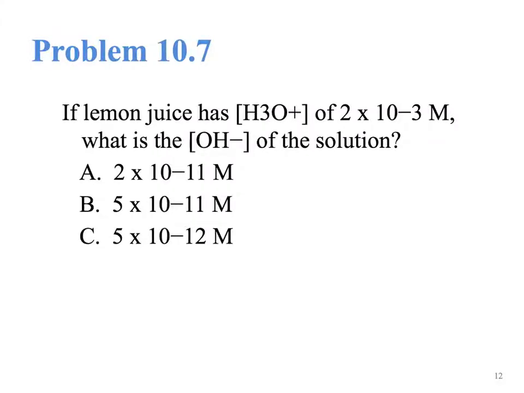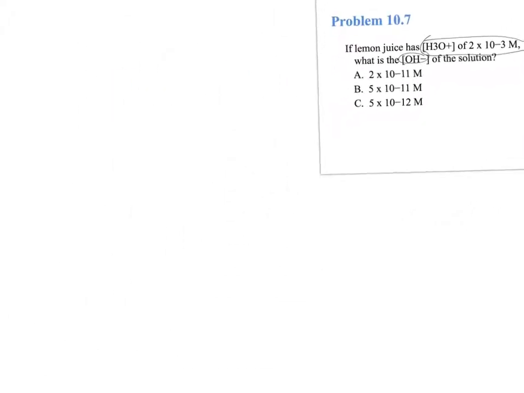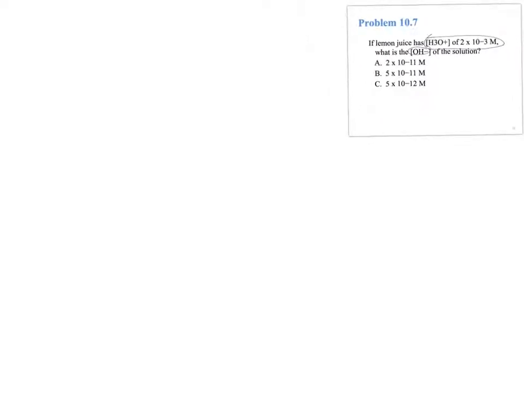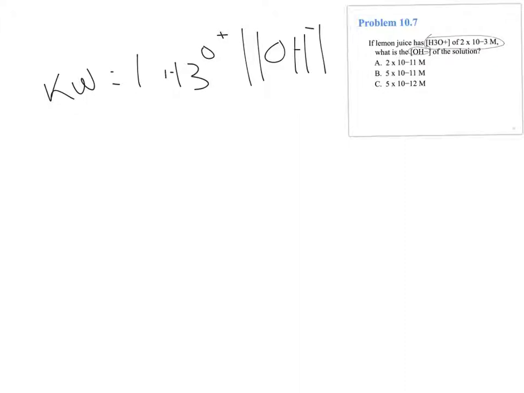For the next problem, they are giving you a multiple choice problem. They are giving you the concentration of H3O plus. They want this one. So what we're going to do is use the same equation that we used previously. Kw equals concentration of H3O plus times OH minus. We have this and we have this. We're going to solve for OH minus.